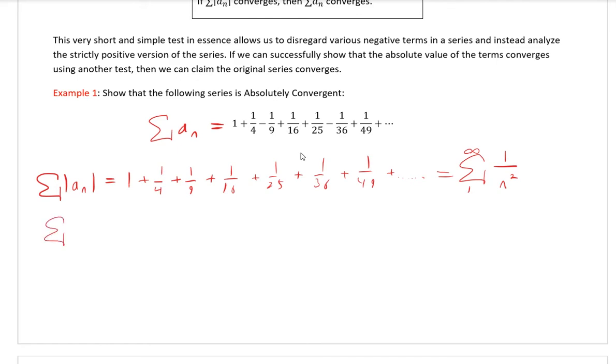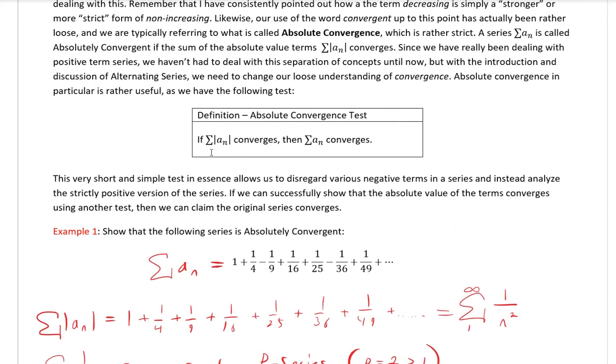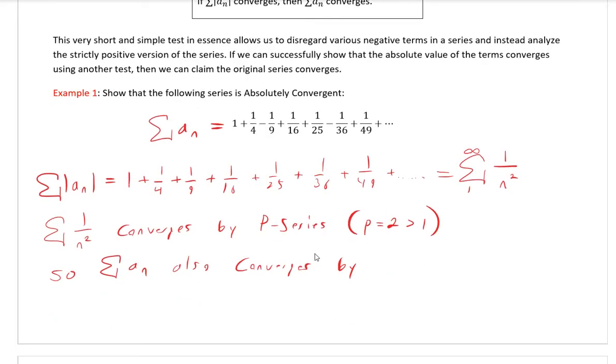And this, the sum of 1 over n squared, converges. And we recognize that it converges because it is a p-series, in this case, because p is equal to 2, which is greater than 1. So we know that it converges. So that means the sum of a sub n, our original series, also converges by what we had above, the absolute convergence test. If the absolute value of the sum of all values converges, then the series will itself converge.